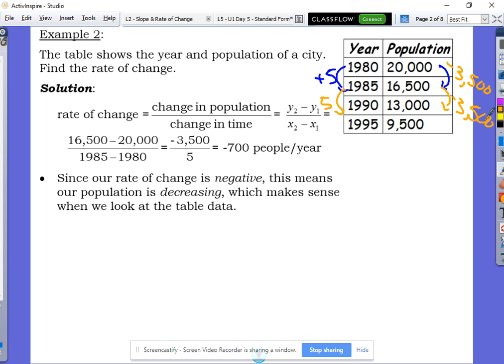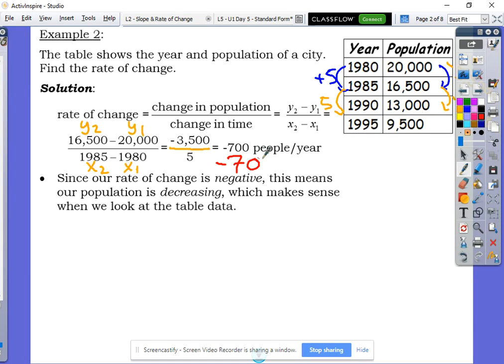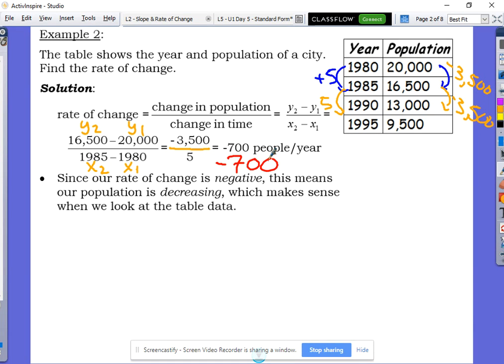So the way we calculate that is you can see they started with the 1985 and the 1980. You could take y2 minus y1, all over x2 minus x1. So when you do that, you end up with negative 3,500. 1985 minus 1980 is 5 years. So that's 5. And when we divide, we're left with negative 700. This is important. Negative 700. I can't emphasize that negative portion enough. It's negative 700 people every single year.